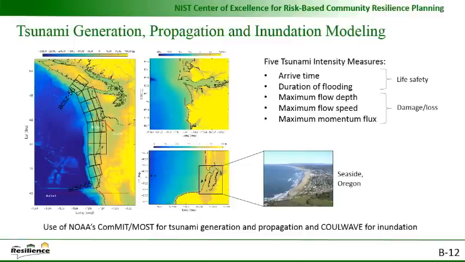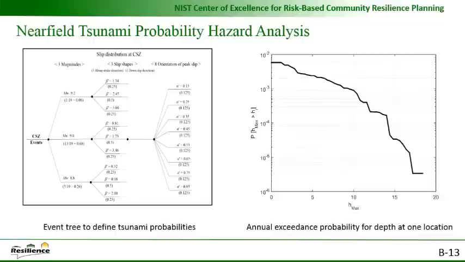We're using NOAA's Comet MOST model in a series of nested grids to quantify the inundation hazard for our testbed community, tracking 5 intensity measures everywhere in the inundation zone. The arrival time and the duration are most closely coupled to life safety. Flow depth, flow speed, and momentum flux are related to tsunami damage and loss.